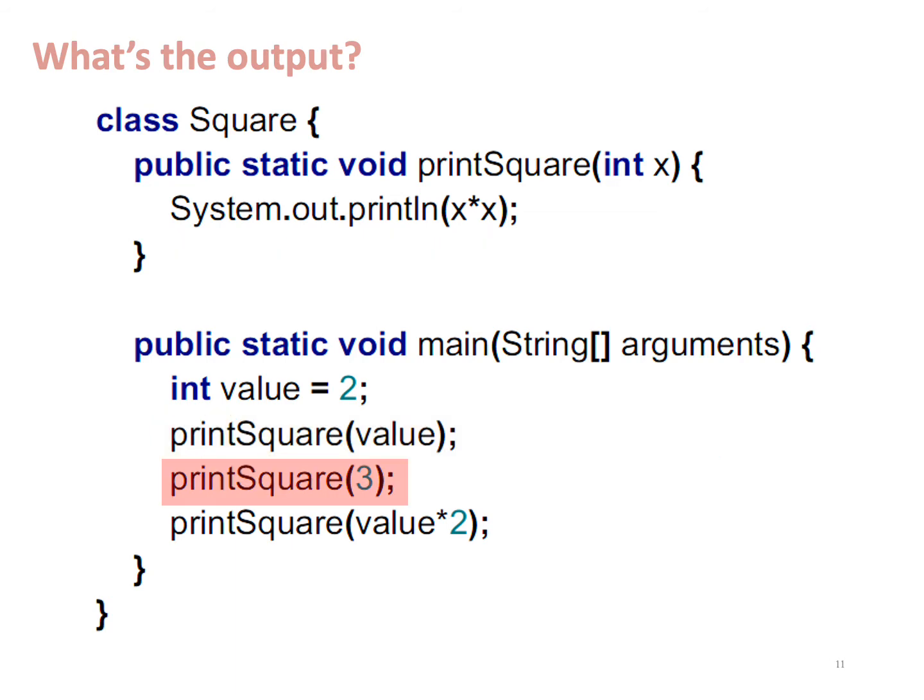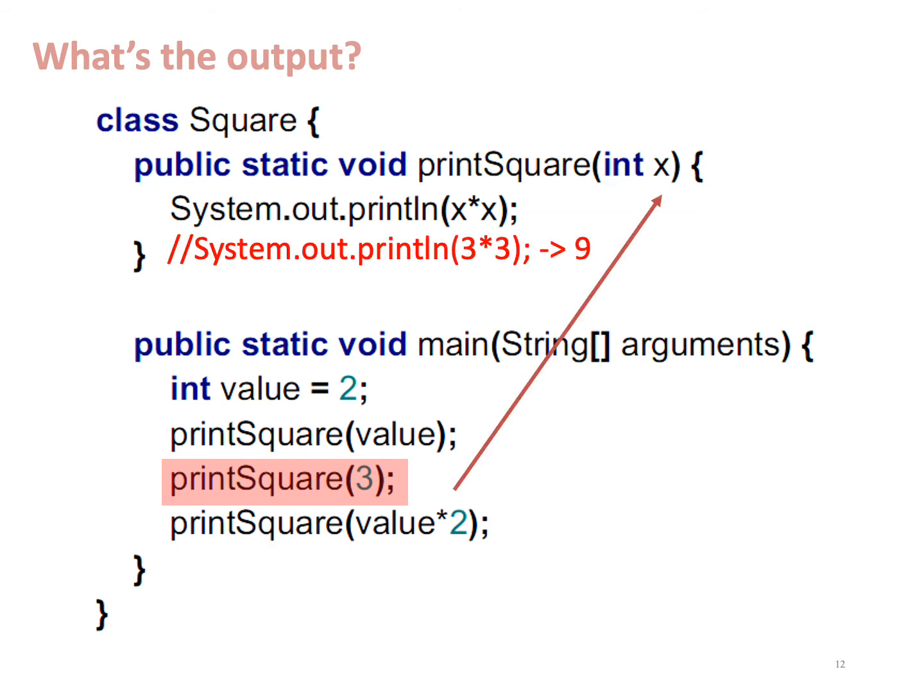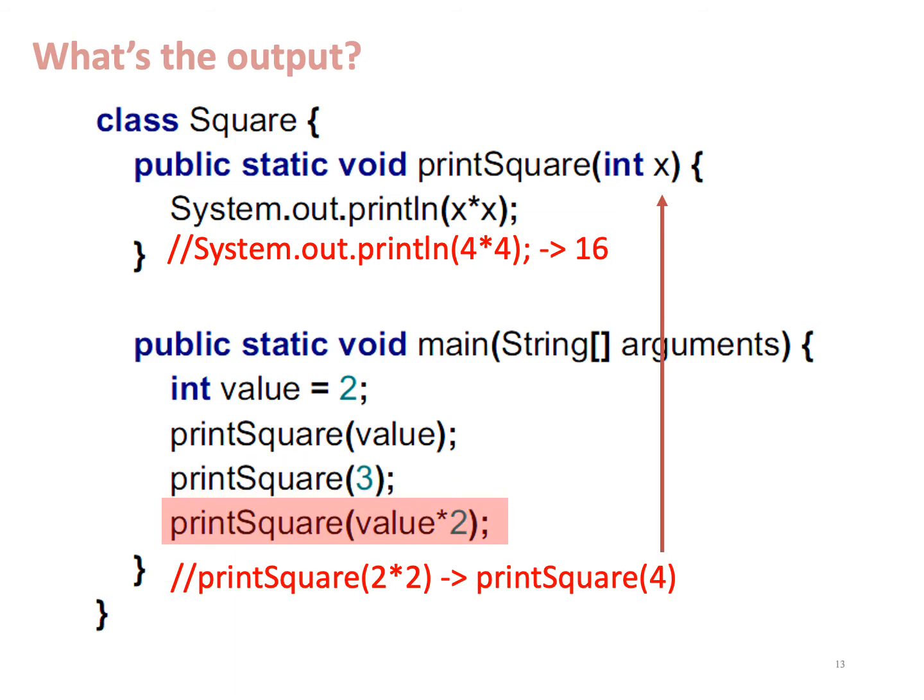In the next part, we pass in the value 3 straight away. It invokes the printSquare method. Int x is the value 3, so within the method, it will display the value of 3 times 3, which is 9. Instead of passing variable or value, we can do some calculation as well, as long as the result of it is type int.